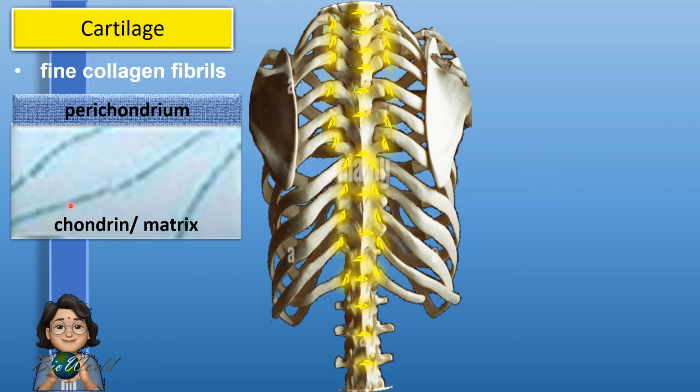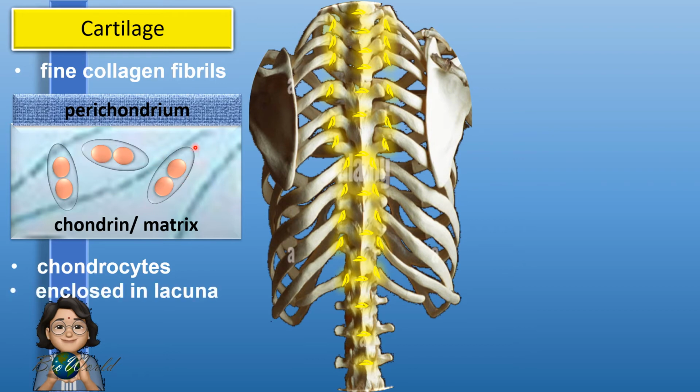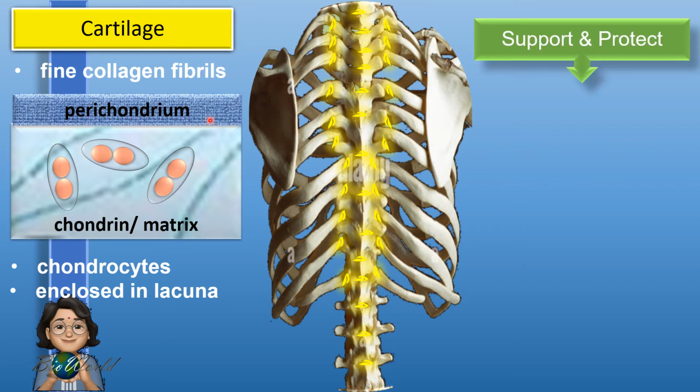In this chondrin layer, you have the cartilage cells. Cartilage cells are called chondrocytes. And usually, two chondrocytes are packed together in a space called the lacuna. So a cartilage will appear as in this diagram. The function of the cartilage mainly is to support and protect the skeletal system.